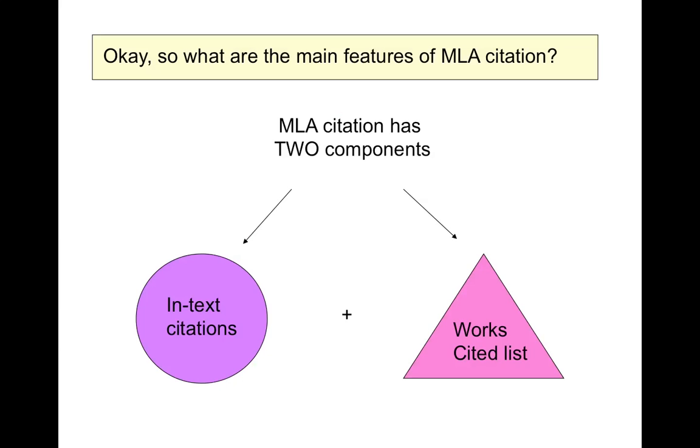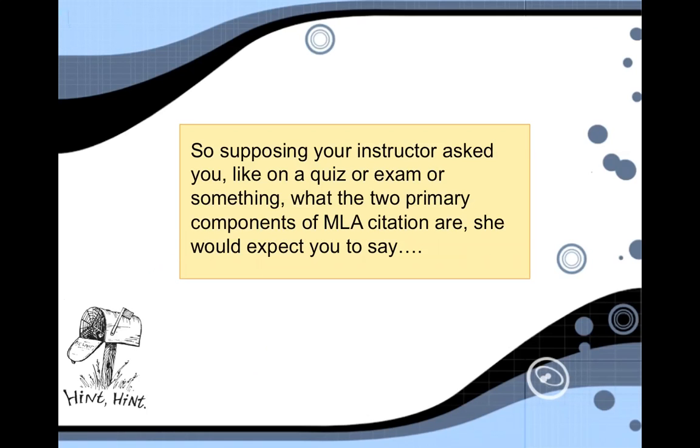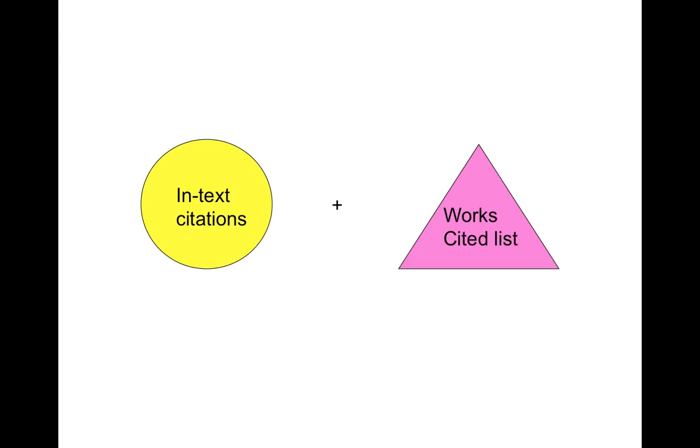Okay, there are two components of MLA citation: in-text citations and a works cited list. Back when you were in high school, works cited might have been called a bibliography, but it's the same thing. It's a list of all of the things that you used from outside sources. Okay? In-text, works cited, in-text, works cited. Let's go. So, if I asked you on a quiz or an exam or a final exam, what are the two components? I'm sure you would say in-text citation and a works cited list. All right, so now we need to think about what each of these two things are.